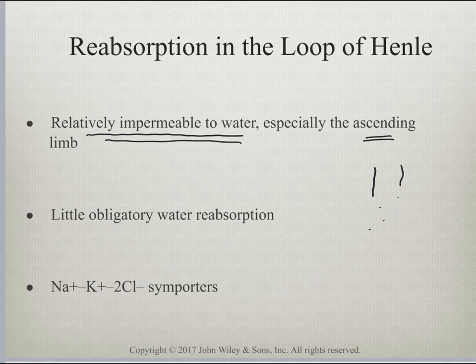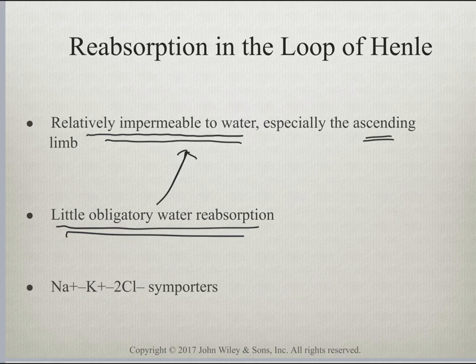So let's erase this because we will look at a picture of this to make more sense of it. So again, we're relatively impermeable to water here, especially in the ascending limb. We have very little obligatory water reabsorption here. Okay, and this is going to follow suit with this impermeability. And then the last thing we're going to see is our sodium, potassium, and chloride symporters. So our next slide is going to show us a picture to explain exactly how this works.